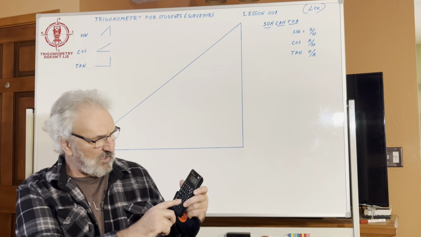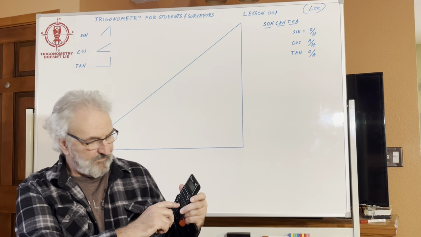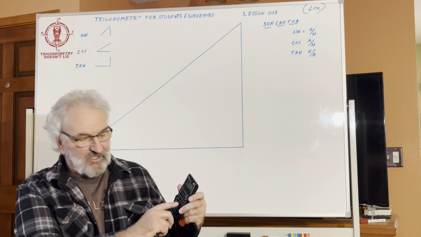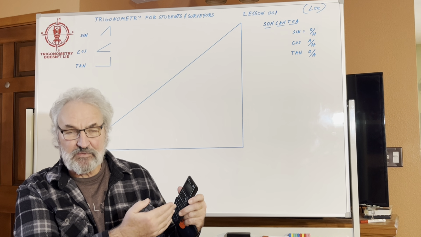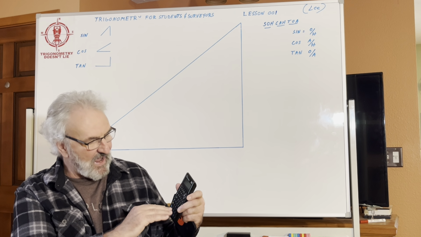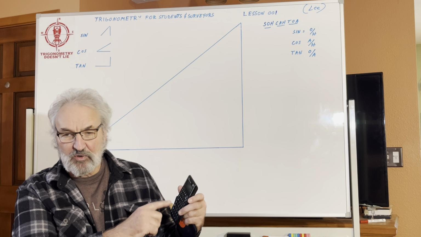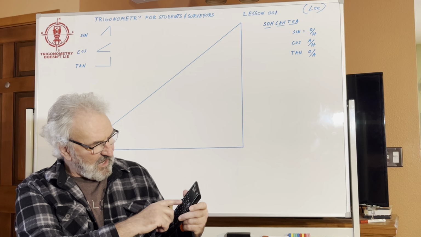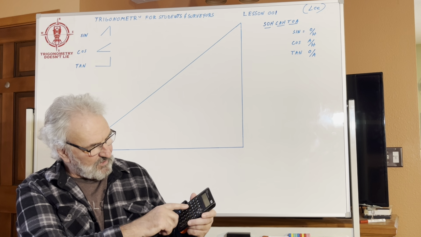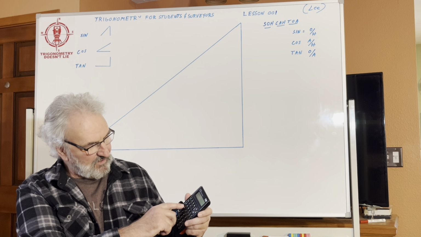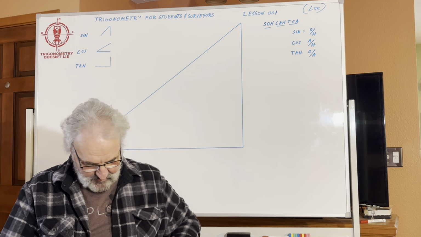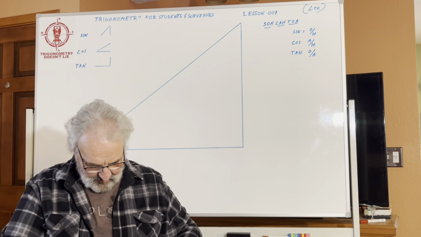We can convert hours, minutes, seconds, or degrees, minutes, seconds to decimal degrees to work the problems, and then when we're all done working the problem, we convert back. There's usually a polar-rectangular feature in there. Sine, cosine, tangent, and their corresponding inverse functions, arcsine, arccosine, arctangent. So we're going to get to that in a minute.